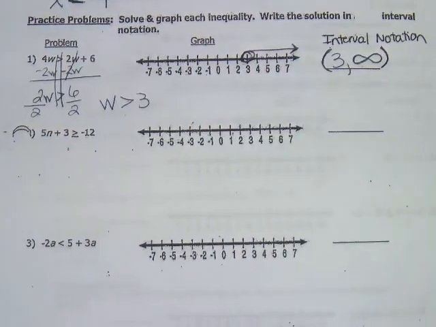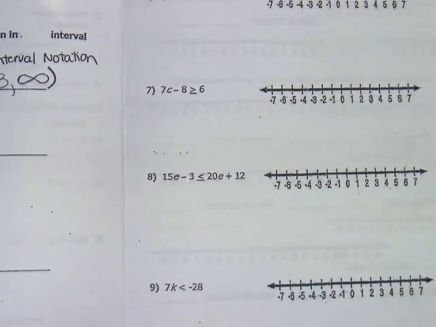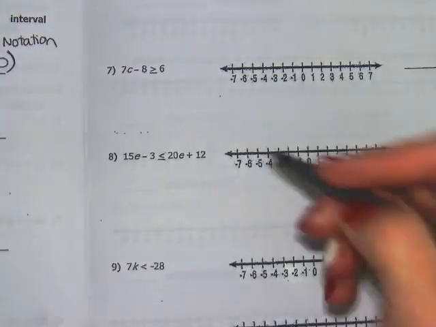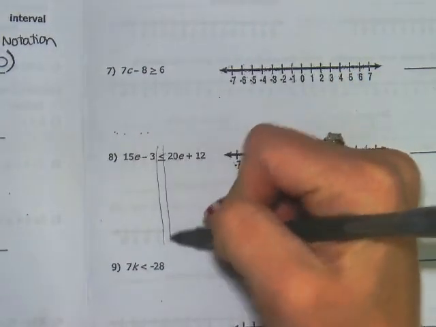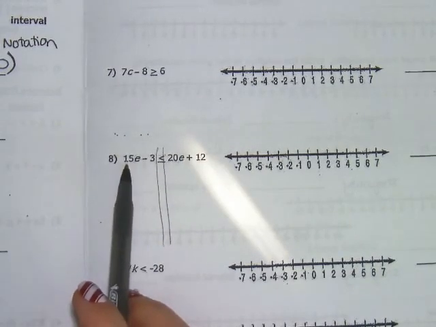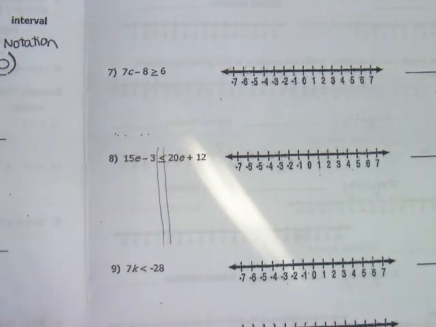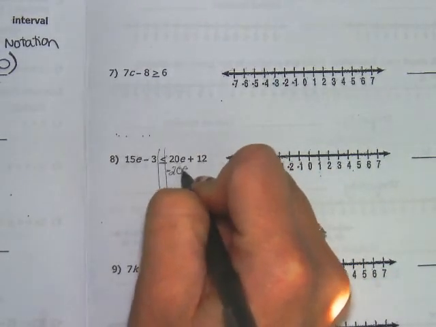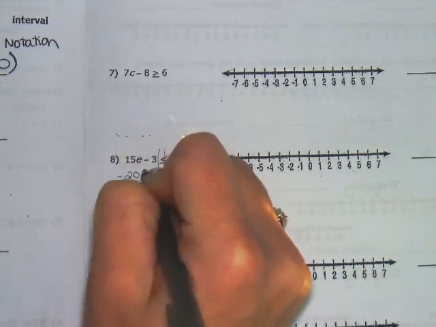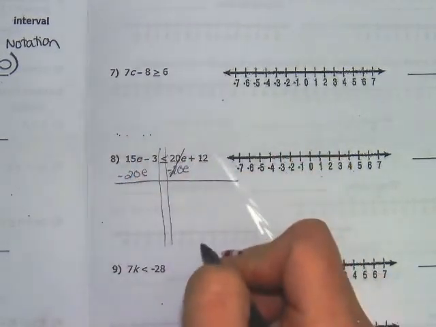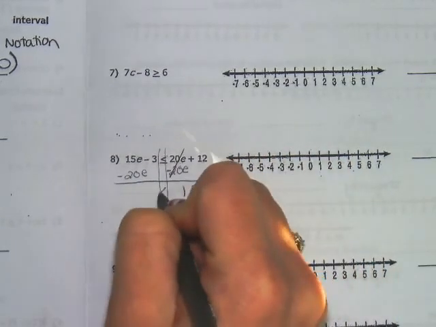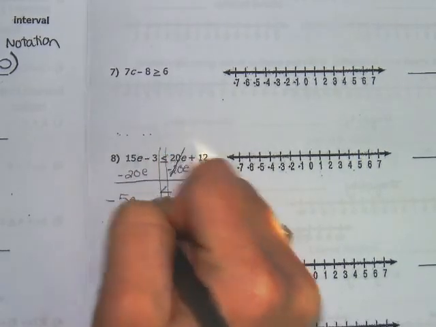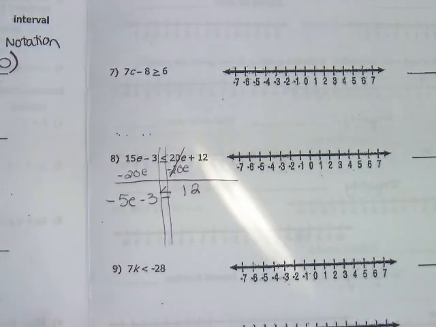Okay, I'm going to jump ahead to do one that's a little bit harder. So I will take a look here at number 8. Draw me some parentheses. Now you might want to move 15e because it's smaller than 20, but when we're doing inequalities, we want our variable on the left. So instead, I'm going to move that 20e. Use a calculator if you struggle with negatives. 12 comes down because we don't use it. My sign stays the same. 15 minus 20 is negative 5e, and minus 3 comes down.